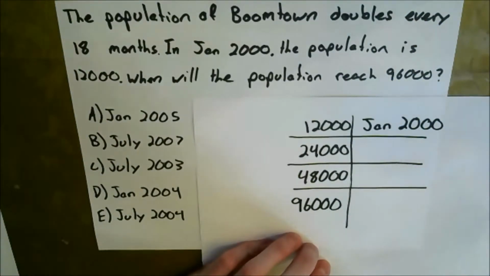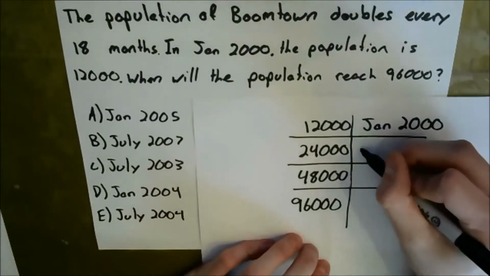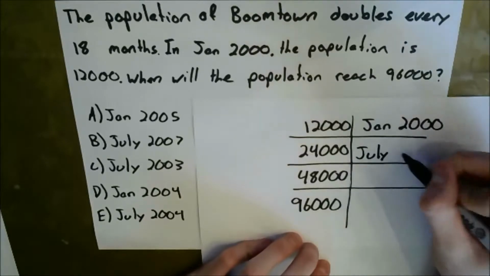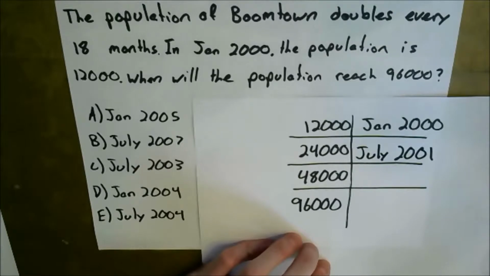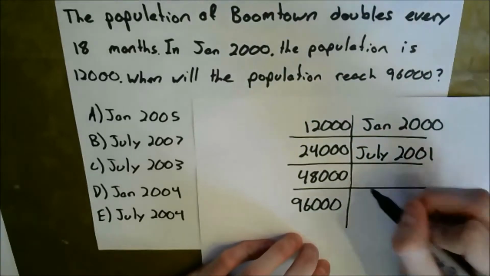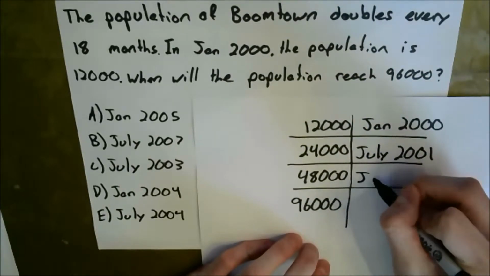And now the next time it doubles is 18 months. So let's add 18 months to January 2000. First we'll add a year, which is 12 months, and it'll become January 2001. And then we're going to add 6 months. It'll stay in 2001, but it'll become July 2001. You can look on a calendar if you don't believe me. And now we'll add another 18 months. First we'll add the 12, which will bring us to July 2002, and then we'll add the 6 months, the half year, and that will actually bring us to January 2003.